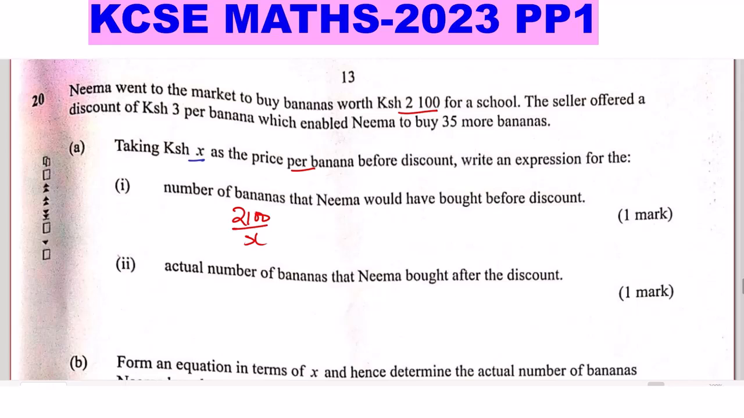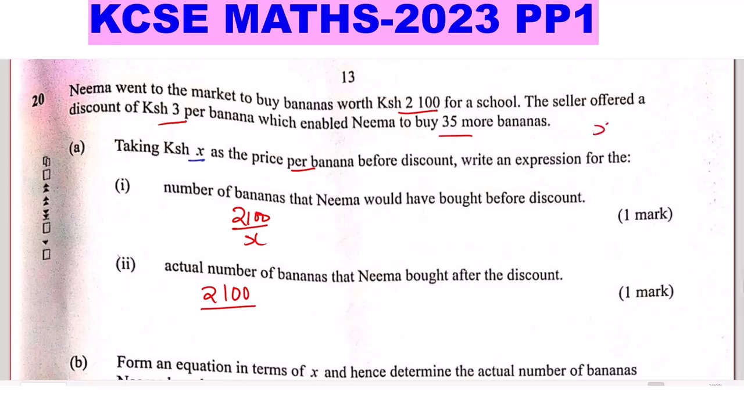Then part 2, actual number of bananas that Naima bought after the discount. Now, given in this statement, the seller offered a discount of 3 shillings per banana, which enabled Naima to buy 35 more bananas. So to get the actual number of bananas, again, we'll take the amount she had, that is 2,100. Then the price per banana. The price per banana is not now X. After the discount, you subtract 3 shillings.